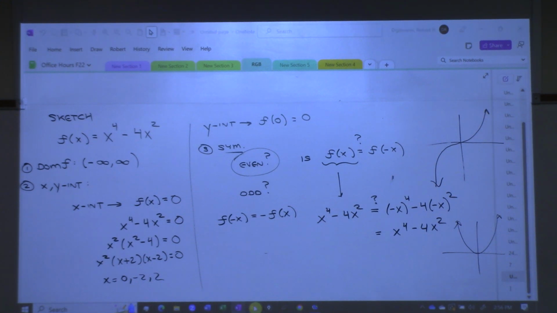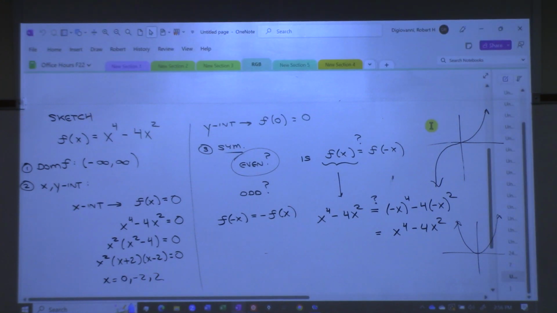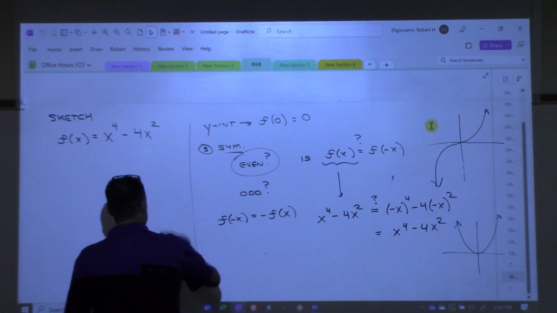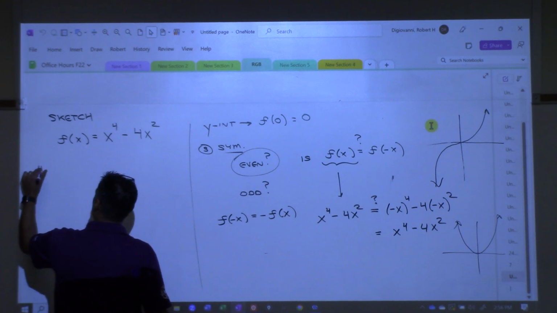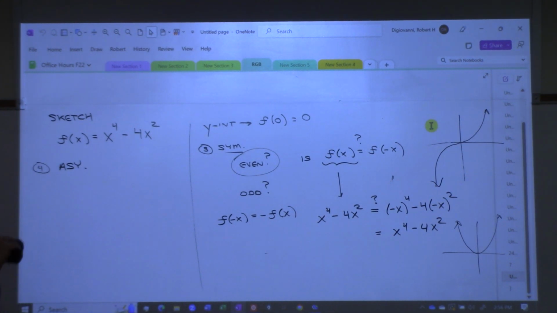The next thing I would do is find any asymptotes. There's a lot to this part. Well, not a lot, but there are a lot of things to consider. What type of asymptotes can we have? So let's see, asymptotes. I'm going to put asymptote just like that. So let's first talk about vertical asymptotes.